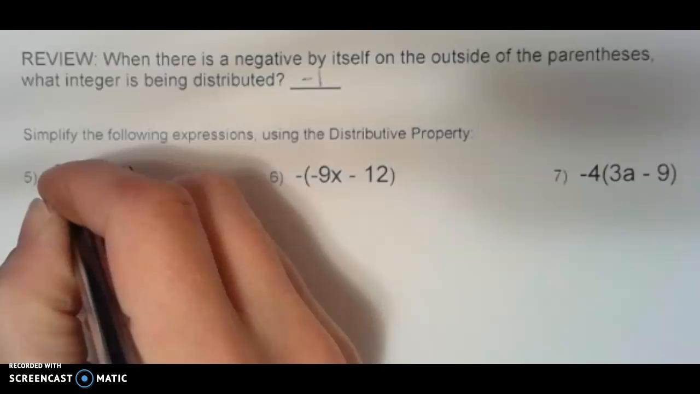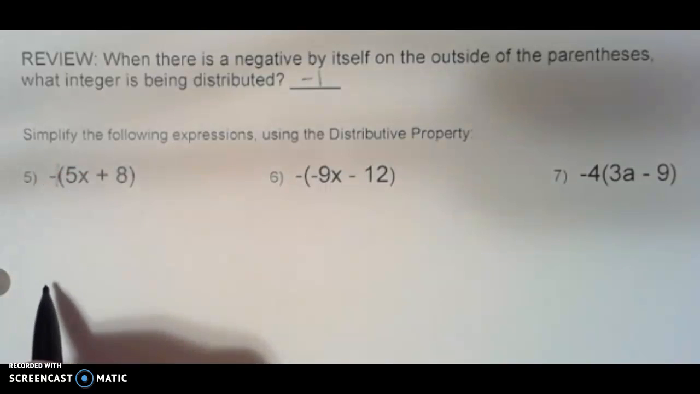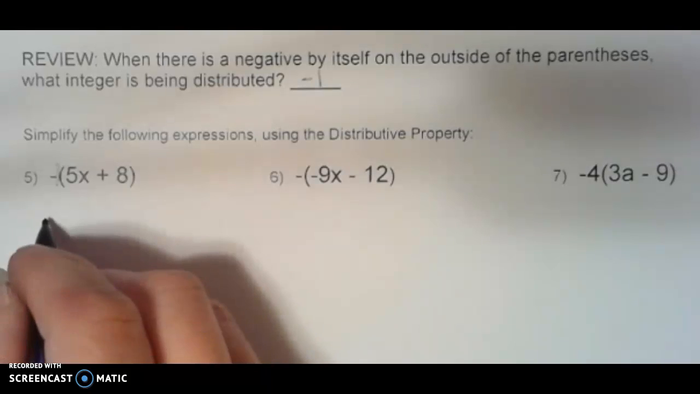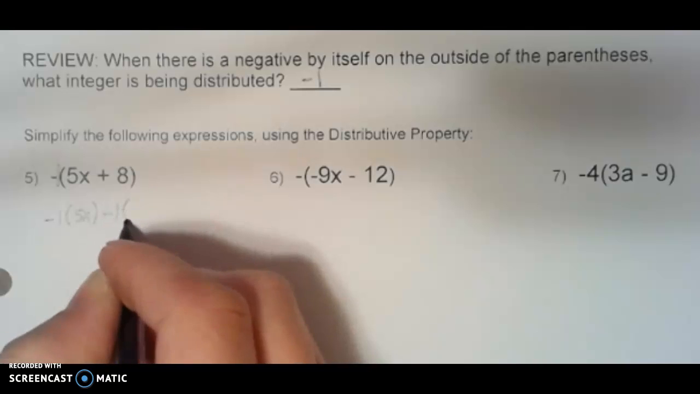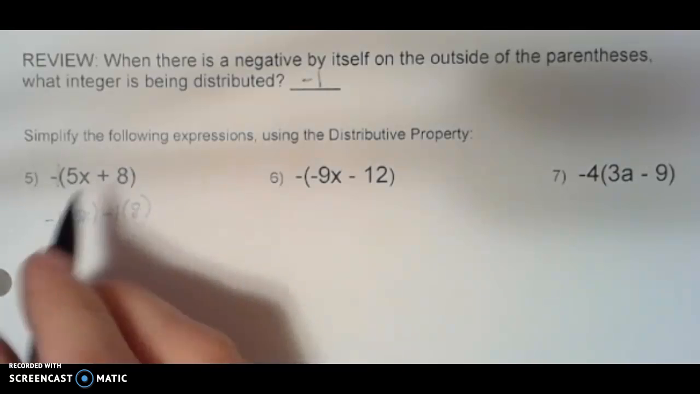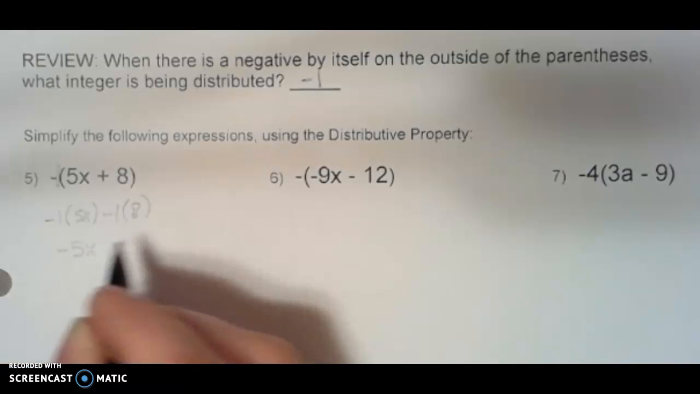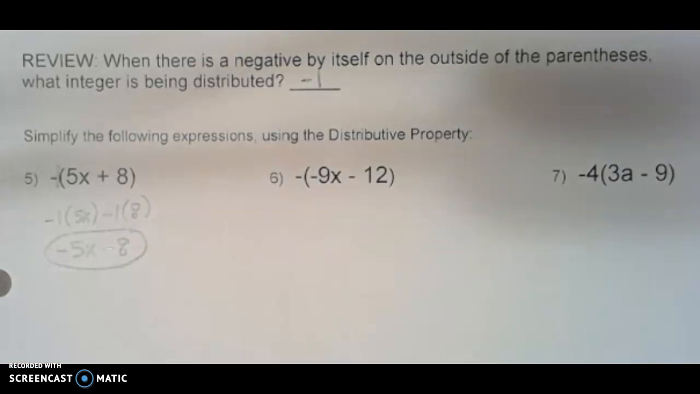We can make that -1 multiplying in parentheses 5x plus 8. Let's distribute the -1. We're going to do -1 times 5x minus 1 times 8. Again, -1 times 8. And so -1 times 5x is -5x. -1 times 8 is -8. So -5x minus 8 is the equivalent expression.